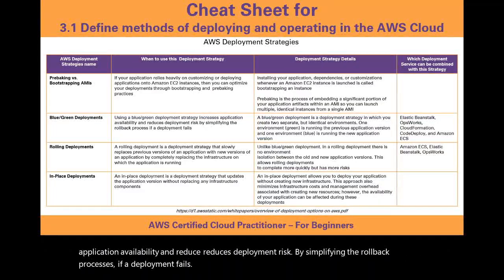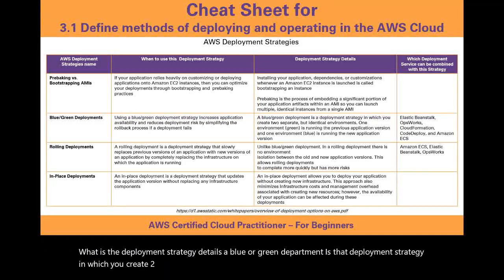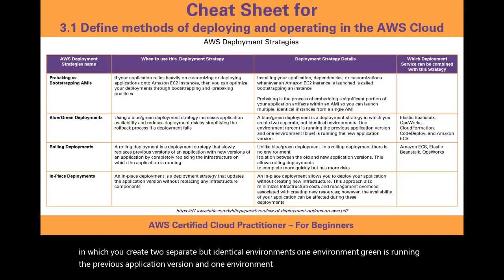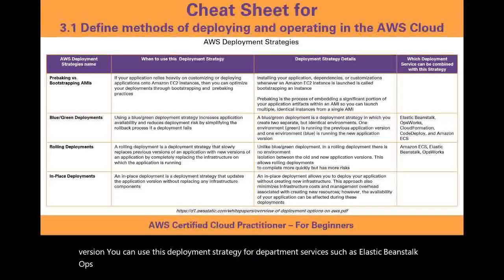What is the deployment strategy details? A blue or green deployment is a deployment strategy in which you create 2 separate but identical environments. One environment, green, is running the previous application version, and one environment, blue, is running the new application version. You can use this deployment strategy for deployment services such as Elastic Beanstalk, OpsWorks, CloudFormation, CodeDeploy, and Amazon ECS.